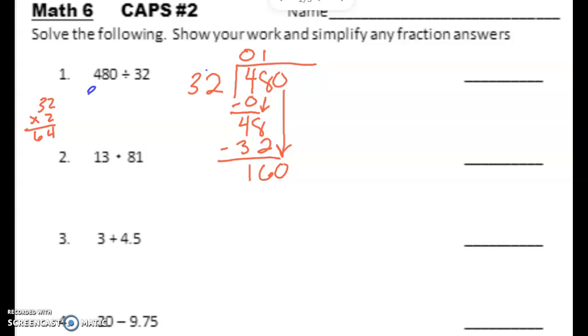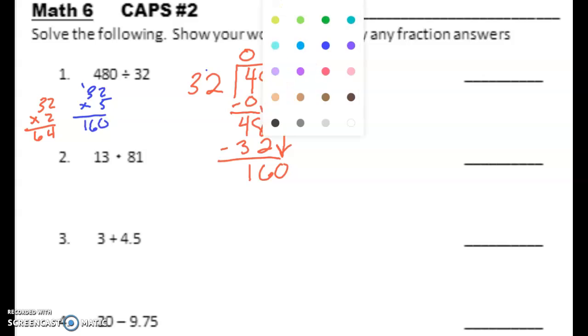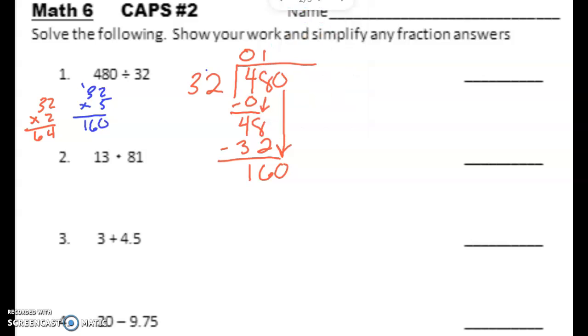And I'm going to say 32 times 5. 5 times 2 is 10. Carry my 1. 5 times 3 is my 15, plus that 1 gives me 16. So therefore, my little shortcut worked. Sometimes it'll give you close. Sometimes it'll go over. All right? So 32 times 5 is 160.